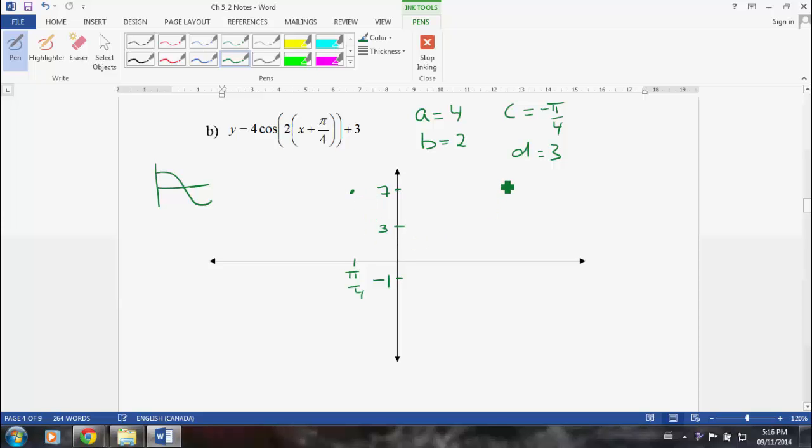Okay, the last one is my period. The period is equal to 2 pi over 2, so it's going to be equal to pi. And so my 4 intervals are going to be each pi over 4.